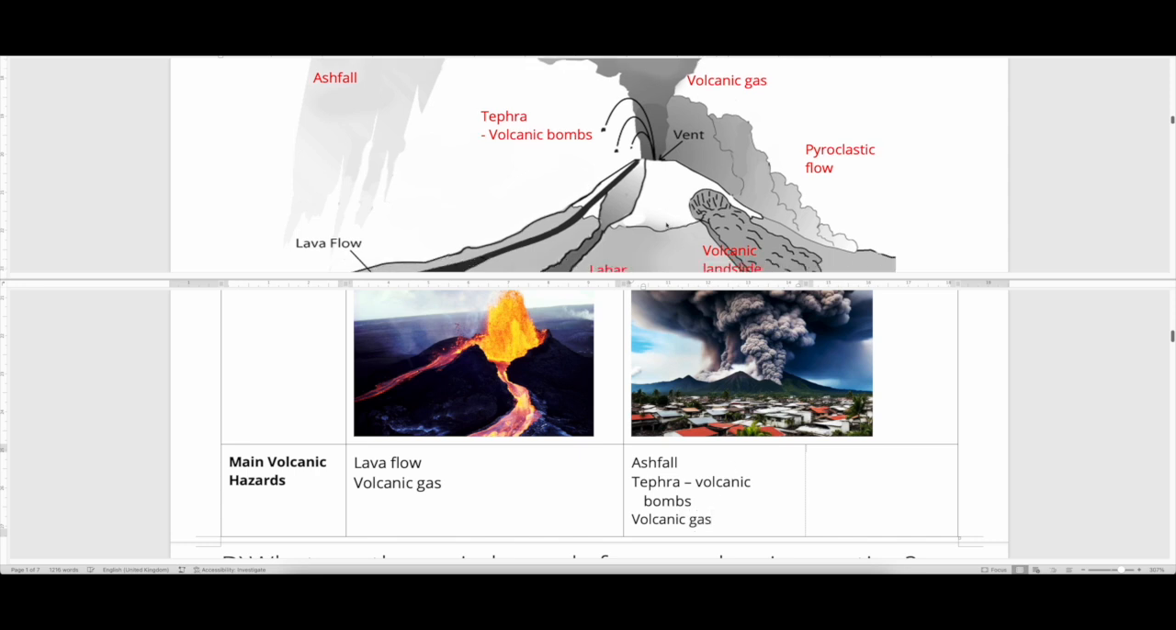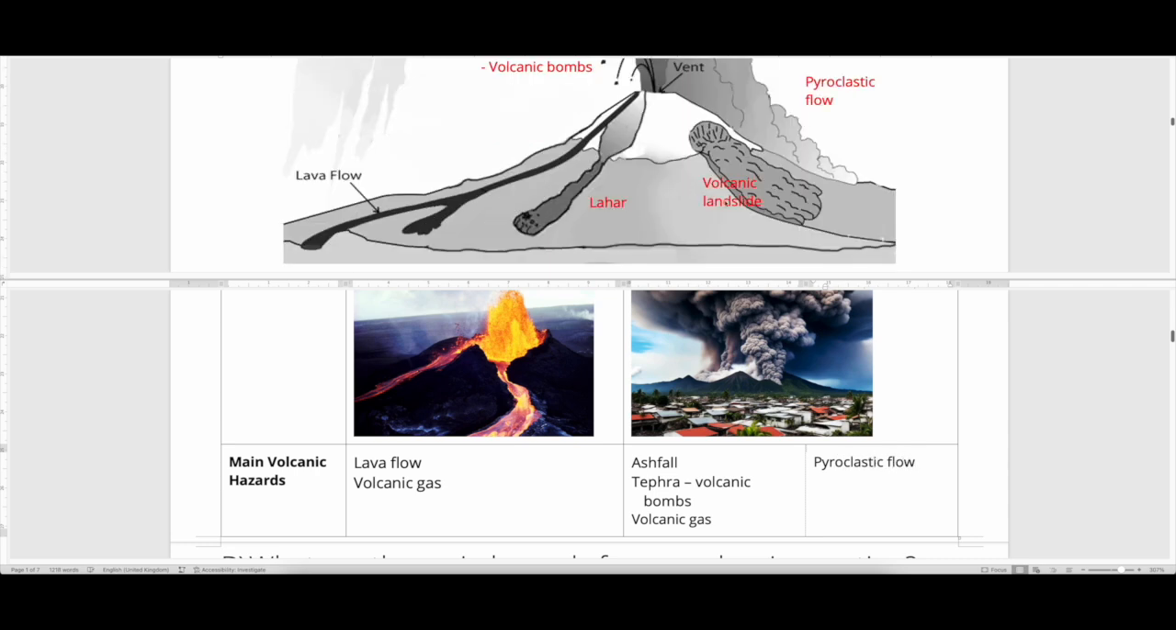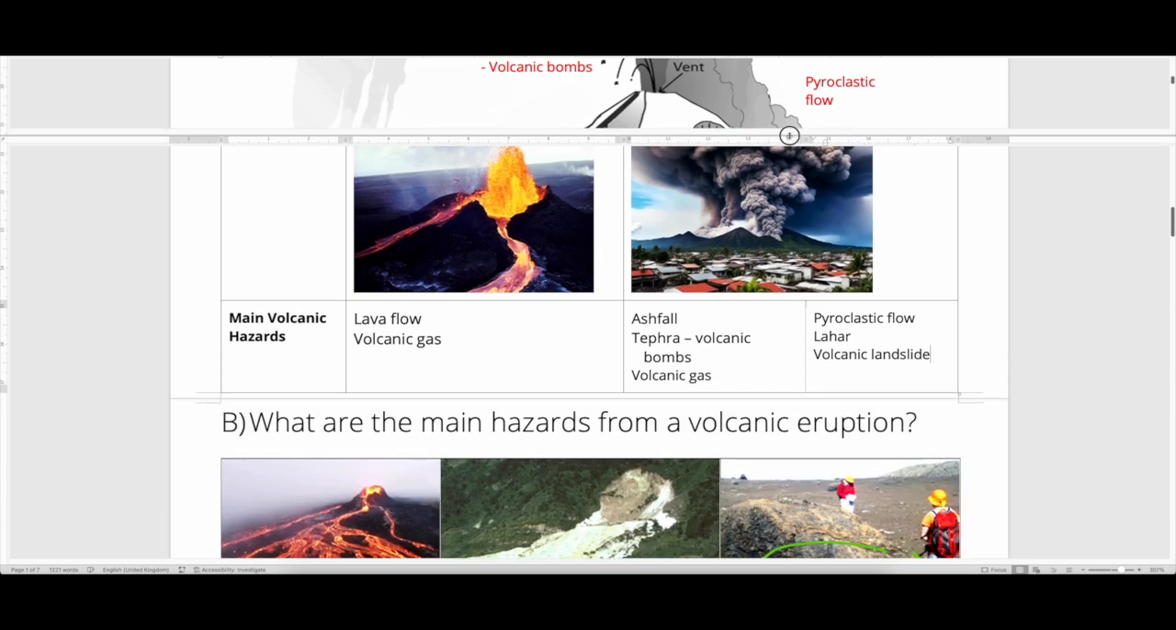Now pyroclastic flow, you need a lot of ash for it to happen. So actually it happens more at the stratovolcano. And lahar likewise, you need a lot of ashfall to mix with water. So of course it happens more at stratovolcano. And lastly, you need a lot of explosive eruption to destabilize the slope. So volcanic landslide can happen in both, but it happens more at stratovolcano. So these are the hazards we see at the different types of volcanic eruption.